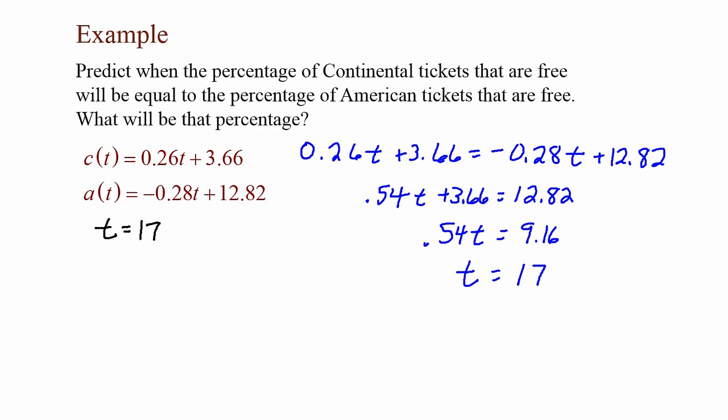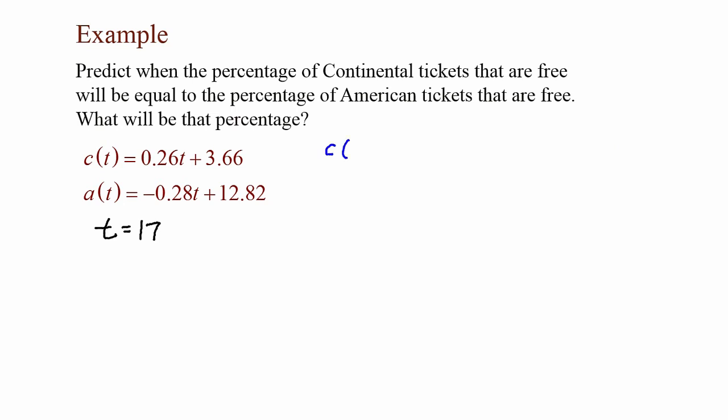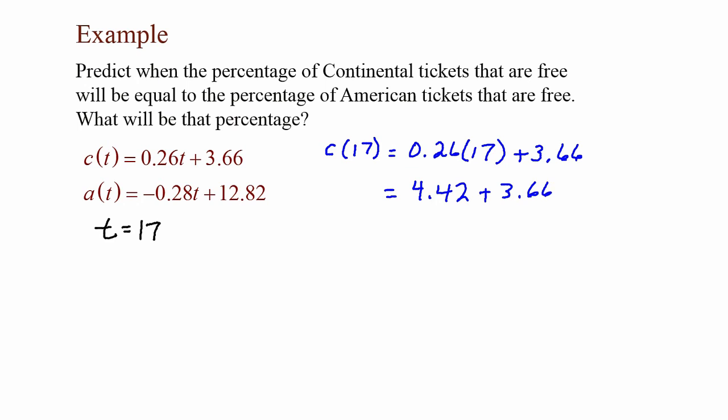I can use my C of t equation or my A of t equation to find that value. Using C of t, C of 17 equals 0.26 times 17 plus 3.66. 0.26 times 17 is 4.42 plus 3.66 equals 8.08.